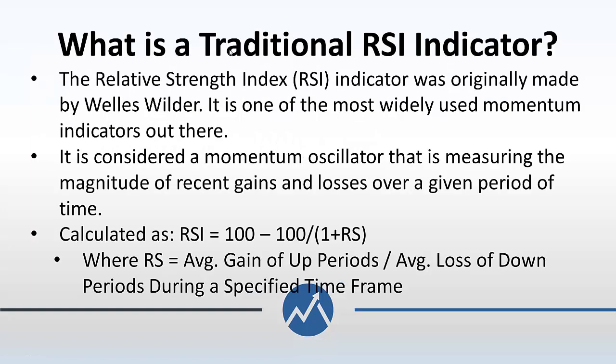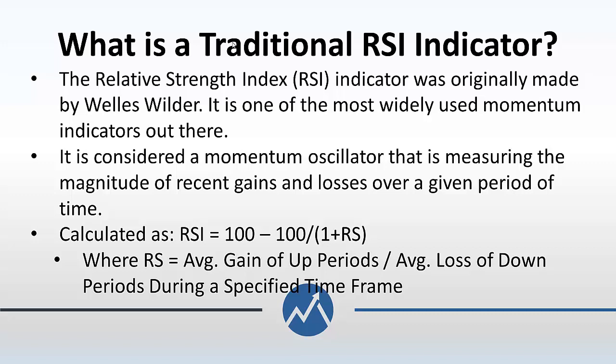All righty. So what is a traditional RSI indicator? So first, let me lay the groundwork of what RSI does, because it's pretty simple, but it's actually a really effective tool. The RSI, also known as Relative Strength Index, was originally made by Wells Wilder. It's one of the most widely used momentum indicators out there that helps identify overbought, oversold markets as well as market momentum.